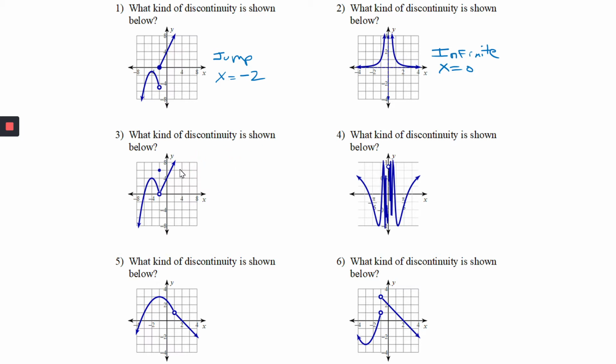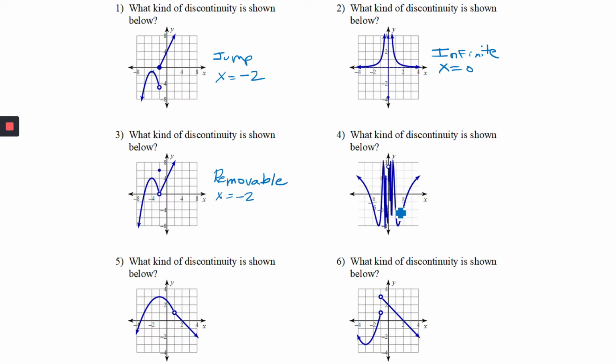Number three, what kind of discontinuity do we have here? Again, this one is a hole that's removed. We've got an open circle there. Since it's removed, it is a removable discontinuity. It's also called removable because it's easy to fix. We can remove it just by filling in that hole or taking that point and moving it down there. And that's happening at x equals -2.